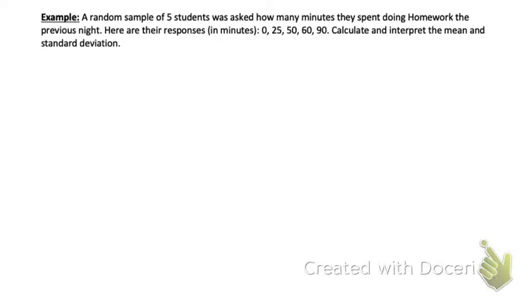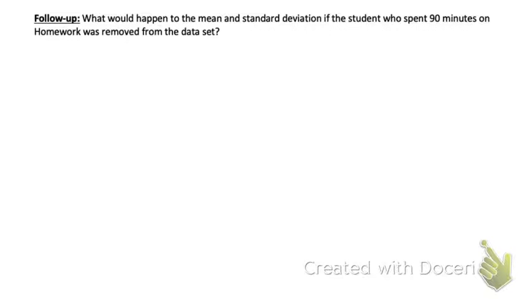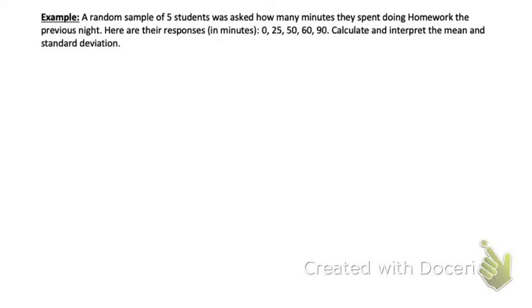All right. We are going to calculate and interpret the mean and the standard deviation. So, I do not want you guys to calculate the mean by adding those 5 numbers and dividing by 5. Don't do that. Why not? You already know you have to get the mean and the standard deviation, so you might as well get them both at the same time using the list in your calculator.